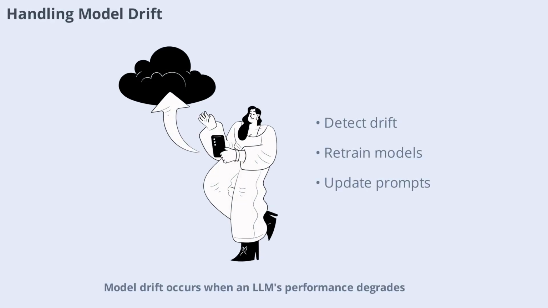Model drift occurs when an LLM's performance degrades over time due to changing data or user behavior. Detect drift by regularly evaluating outputs against your gold standard dataset. If drift is found, retrain or fine-tune your model and update prompts as needed to restore accuracy.